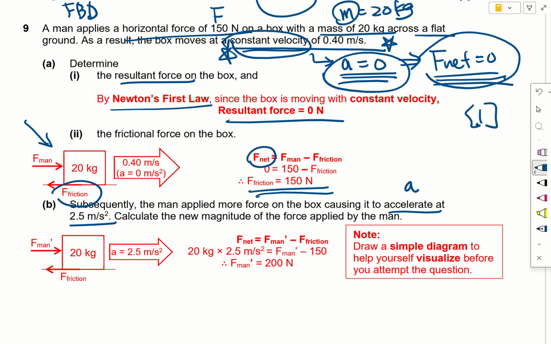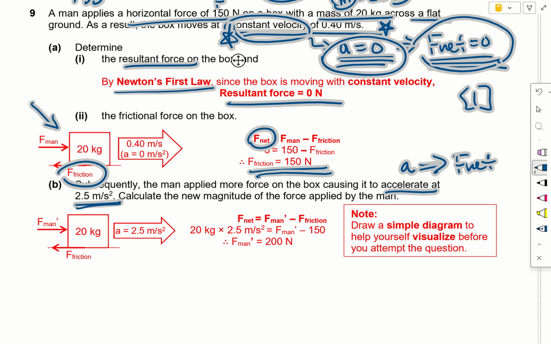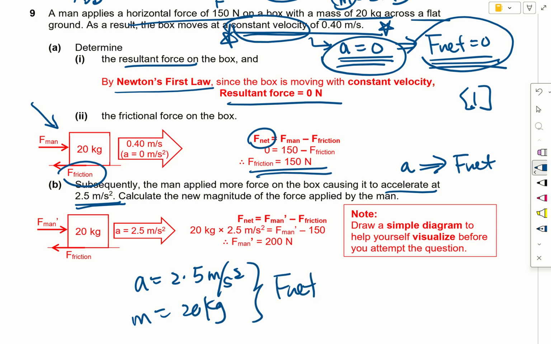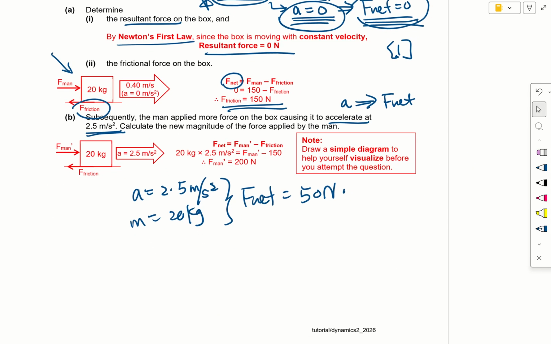Whenever there's acceleration, there must be F net. So now given acceleration is the value of 2.5, you put a equals 2.5 meter per second square, and because you know the mass is 20 kg, you can use this to find the F net, which equals 50 Newton. So now the F net is 50 Newton.